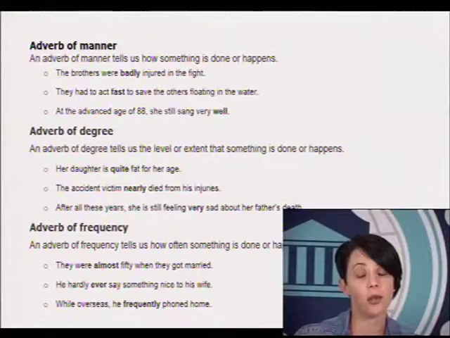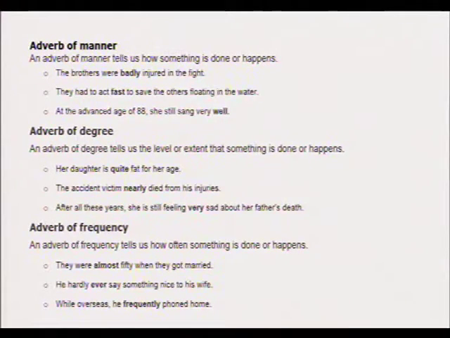Then, adverb of frequency. An adverb of frequency tells us how often something is done or how it happens. They were almost 50 when they got married. He hardly ever says something nice to his wife. While overseas, he frequently phoned home. So those are the words to look out for when we talk about frequency, how often it happens.